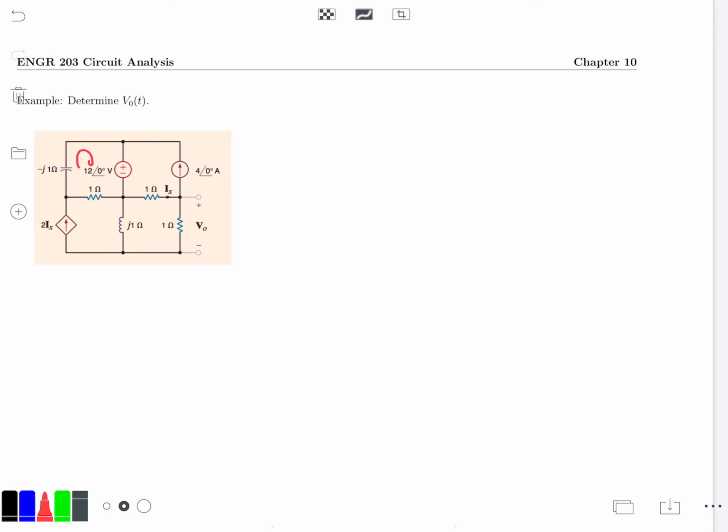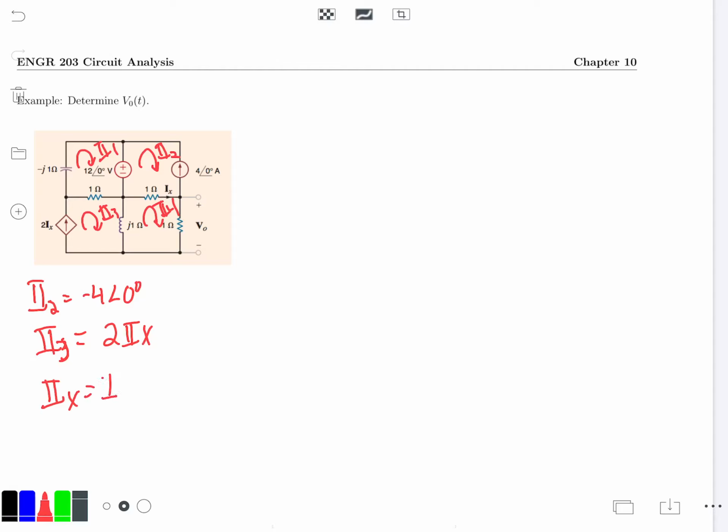Now you say we still have 4 meshes, but we're actually going to know what 2 of them are already. So if I call this I1, I2, I3, I4, we know right away that I2 is negative 4 angle 0. And we know that I3 is 2Ix. We can also do our dependent source equation. Ix is equal to I4 minus I3. And now we need to write out 2 actual equations here.